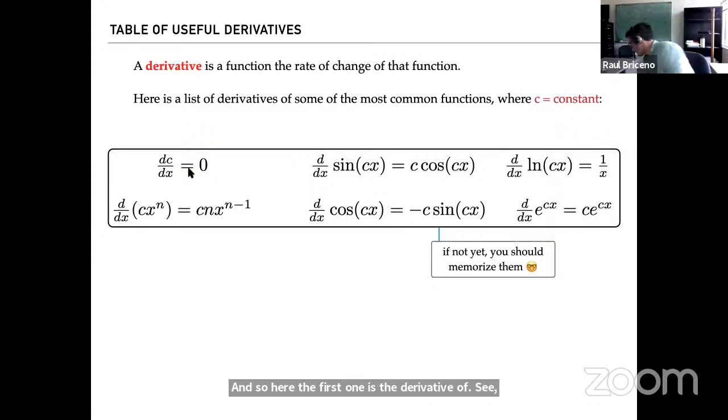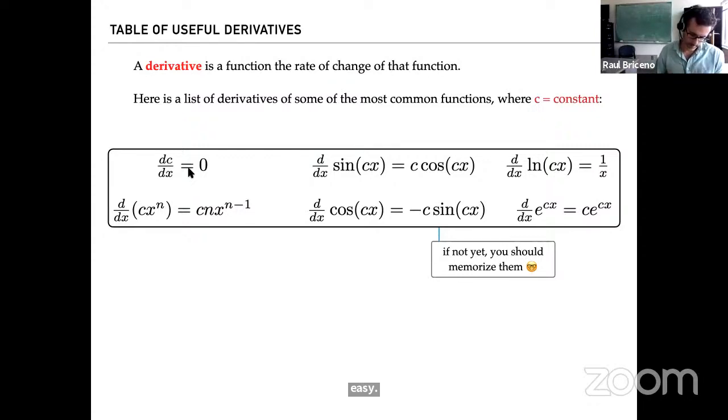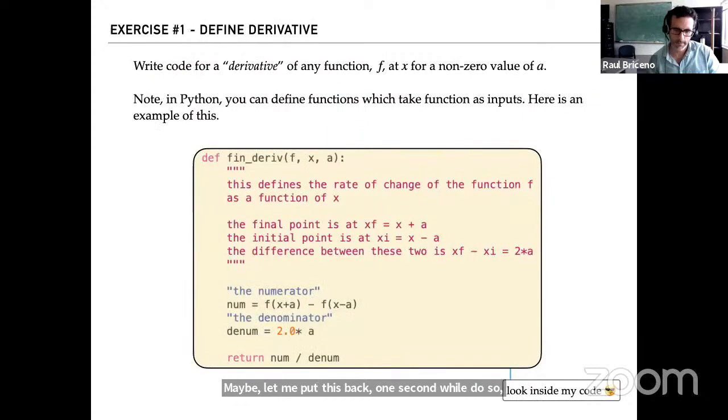This one is super easy to see. I mean, maybe let me put this back one second. While I do so, I'll open up my iPad while I see if there are any questions.